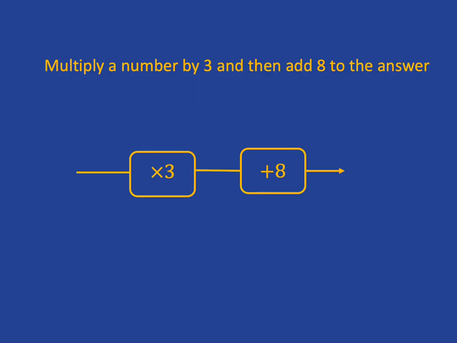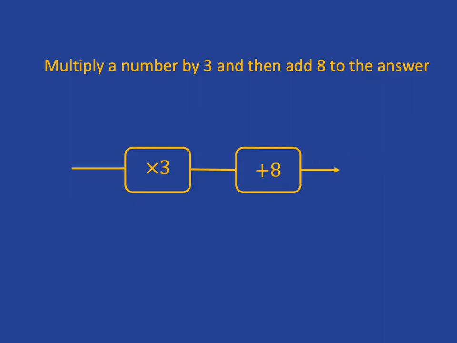Now let's use a number as an example to see how this would work. So if we start with 2 and we feed it through the machine that multiplies by 3, we'll get out 6. Then we take that 6 and feed it through the machine that adds 8, and we'll come out with the answer of 14.